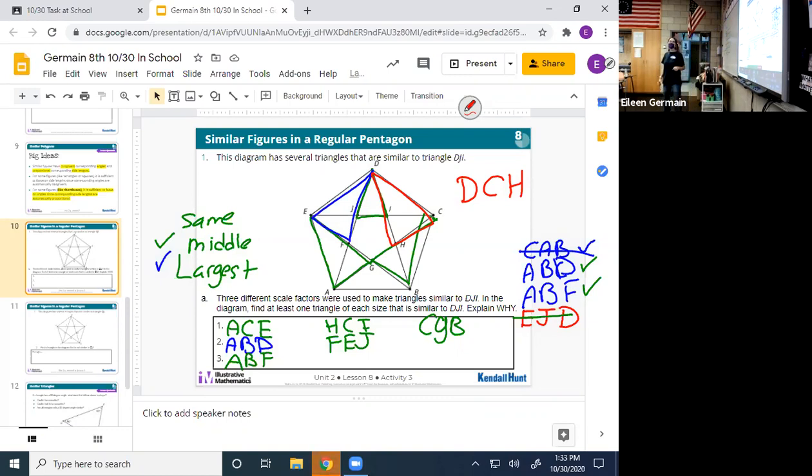It is similar. And the scale factor is going to be larger than 1 because the side length gets longer. Actually, let me draw on there. The side length gets longer. Very good. Nice job, Lily. Oh, I have another one. Another one. Go ahead, Button. BIC. BIC.